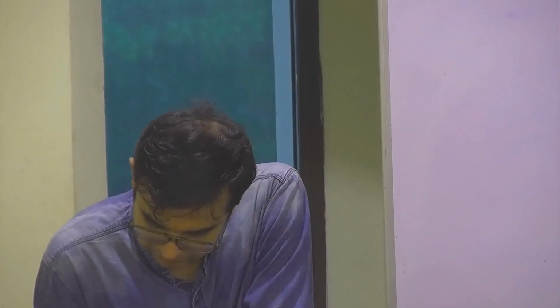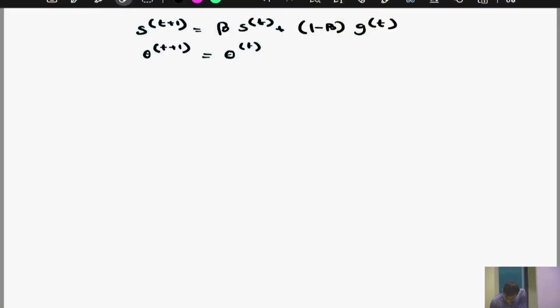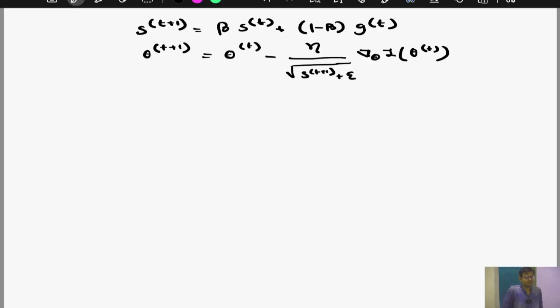And then the last step is as it is, nothing changes, which is theta(t+1) equals theta(t), minus, eta divided by the square root of S(t+1) plus epsilon, times g(t). Same thing, I'm just writing the total thing. What is the name of this parameter? Beta is a weighting parameter. I mean, it's a weight, right? You are giving weightage to the history.